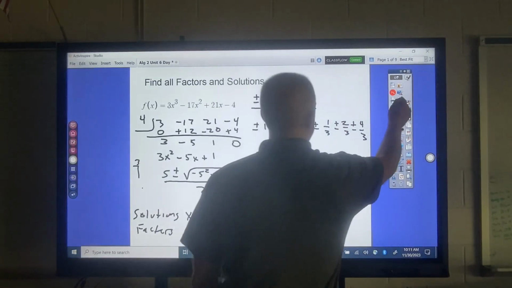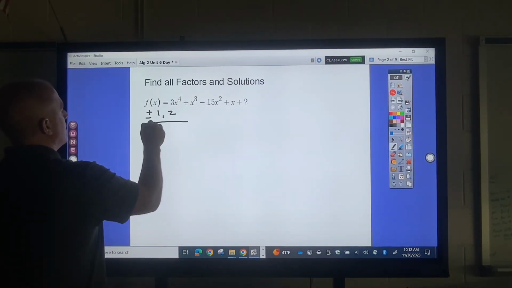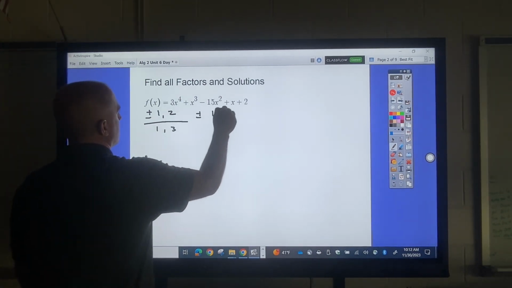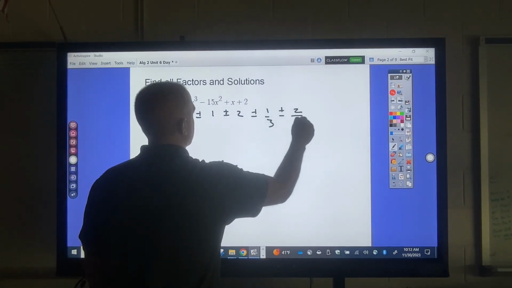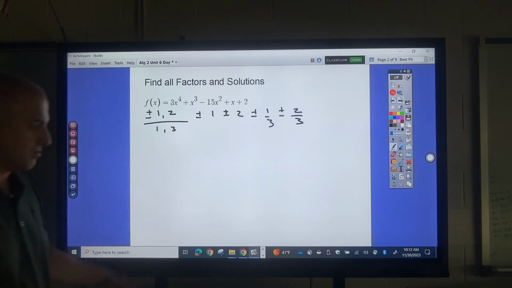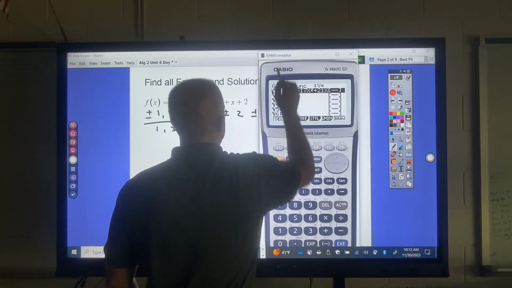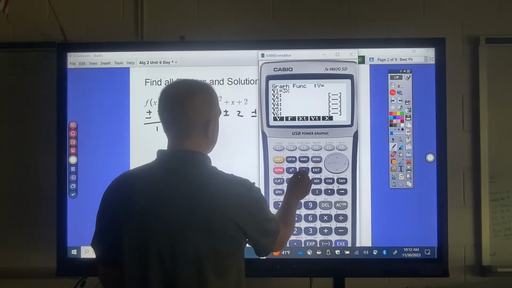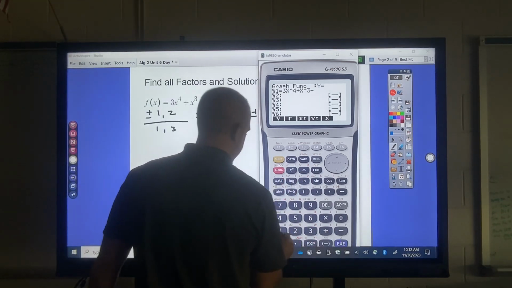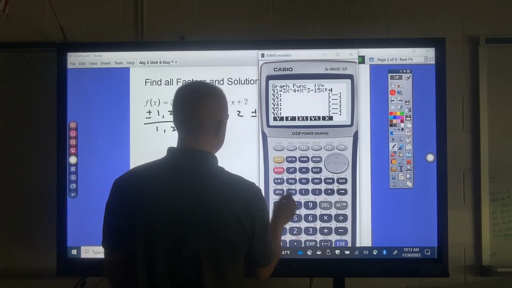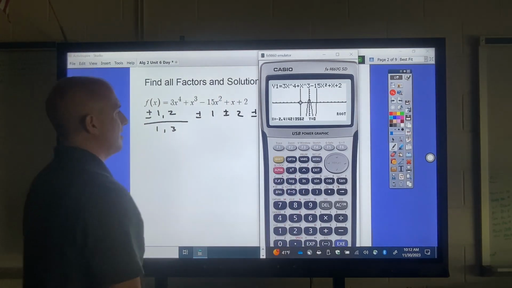So we're looking for those kinds. Same thing here: plus or minus 1, plus or minus 2, 1 and 3. So 1/3, 2/3. If I get a crazy decimal, I'm looking for something like 0.3s or 0.6s. I can just go ahead and assume that those are the answers. So I go in here: 3x to the 4th plus x cubed minus 15x squared plus x plus 2. Draw, G-Solve, root.